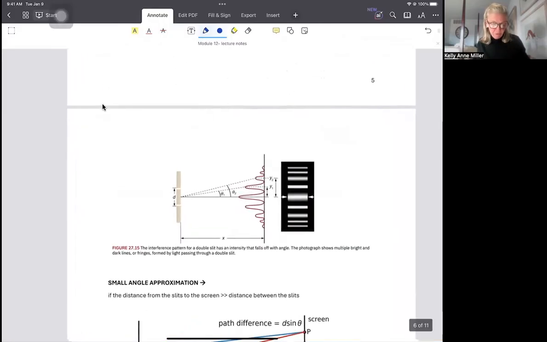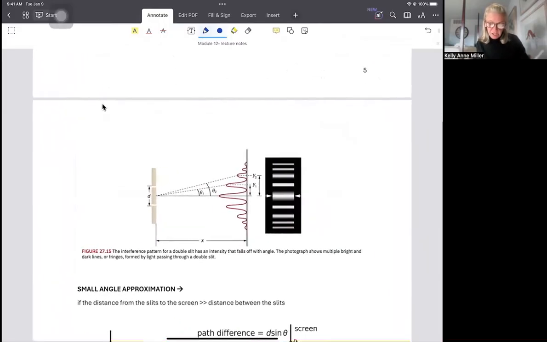Okay, so what does the interference pattern look like? For a double slit situation, it looks like this. You've got a super bright, intense band right in the middle, a very tall peak, and then each of these is slightly less intense. This plot is basically the light intensity. The red line represents intensity, so the higher the peak, the more intense or bright the light is.